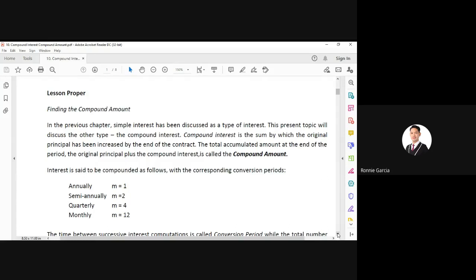Quarterly, on the other hand, kaupat sa isa ka tuig. So the value of your M is 4. And na mga cases nga every month ang compounding, ang computation sa interest. So the value of M is equal to 12. Again, M stands for the conversion period. Kapila computan og interest ang imuhang principal or amount nga giborrow or giloan.